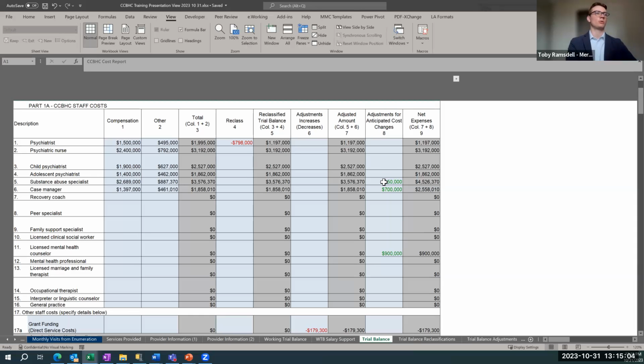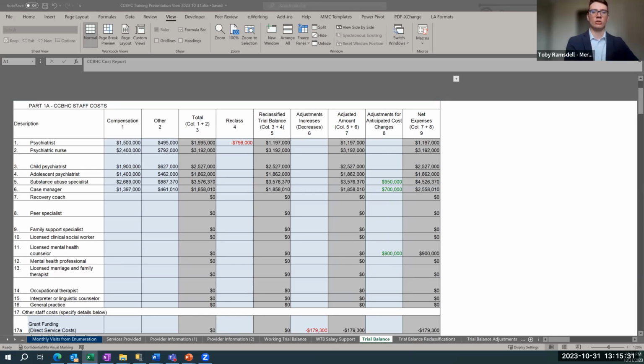In this example, you'll see some anticipated costs for staff. This CCBHC, for example, will need some licensed mental health counselors to be able to provide the full array of CCBHC services. So in this example, this amount is needed, and I'll show you the FTE counts that support that in a minute. I saw maybe we have another question.